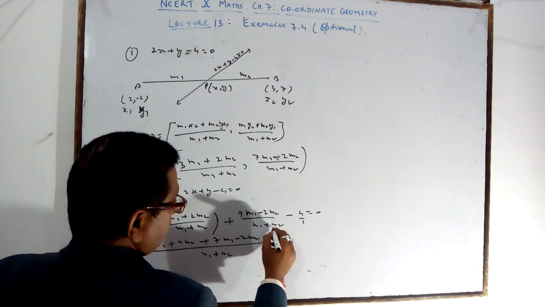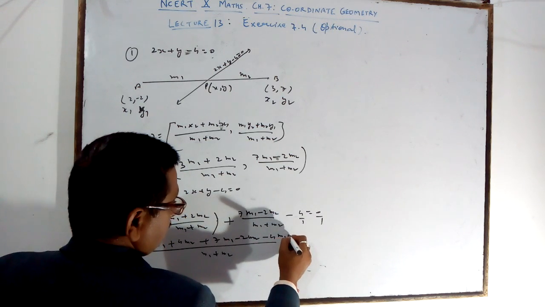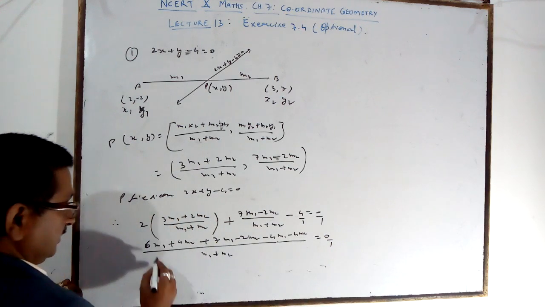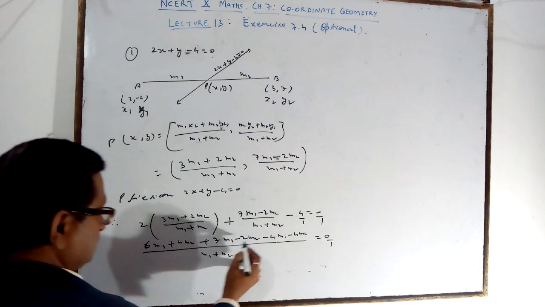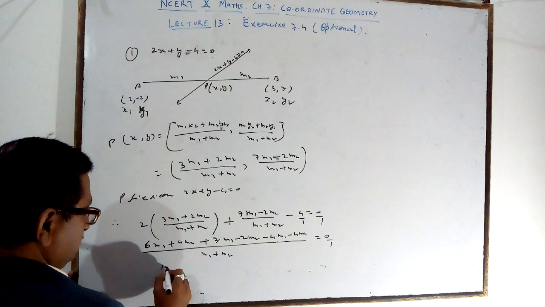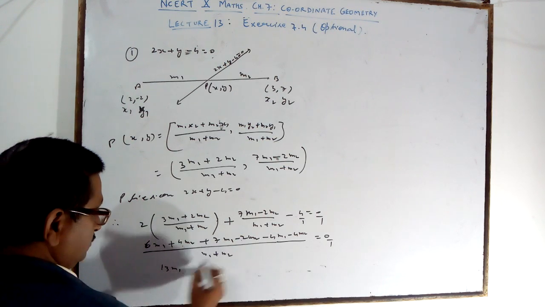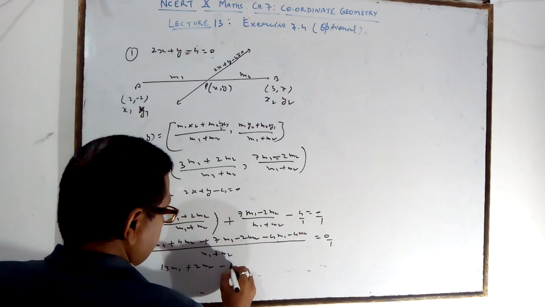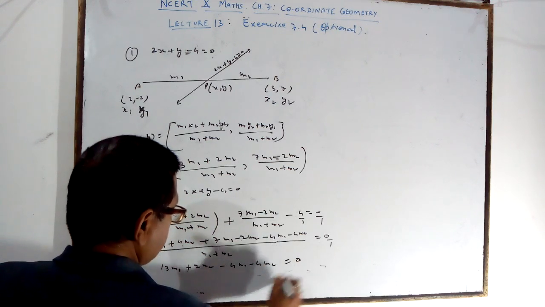minus 4. m1 plus m2 will be multiplied here, 0 upon 1, 4 m1 minus 4 m2 is equal to 0 upon 1. Cross multiply, you will get 6m1 plus 7m1, 13m1, and 4m2 minus 2m2 plus 2m2 minus 4m1 minus 4m2 is equal to 0.